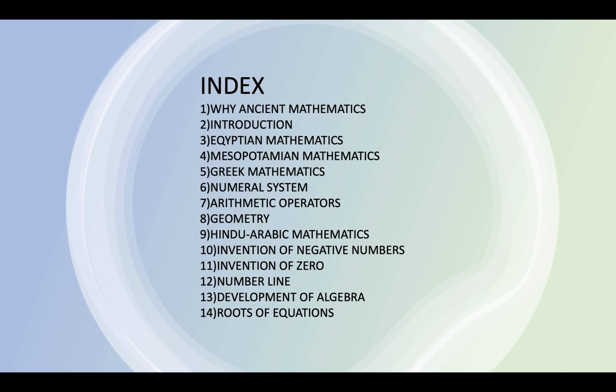Index. Why Ancient Mathematics? Introduction. Egyptian Mathematics, Mesopotamian Mathematics, Greek Mathematics, Numeral System, Arithmetic Operators, Geometry, Hindu Arabic Mathematics, Invention of Negative Numbers, Invention of Zero, Number Line, Development of Algebra, Roots of Equation.